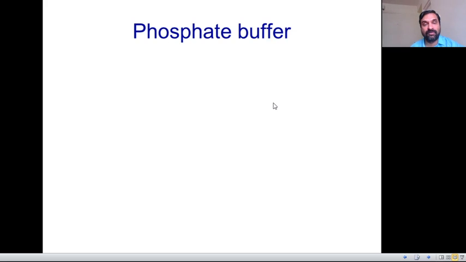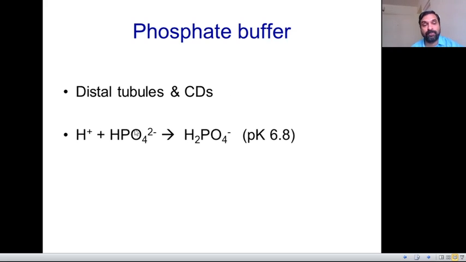Now, phosphate buffer. We are discussing phosphate buffer. This phosphate buffer acts in the distal tubule and collecting duct, because the phosphate is concentrated in distal tubule and collecting duct because of water reabsorption. So the main site of action of phosphate buffer is distal tubule. Okay, so H plus is combined with dibasic phosphate, and monobasic phosphate is formed, and pK is 6.8.